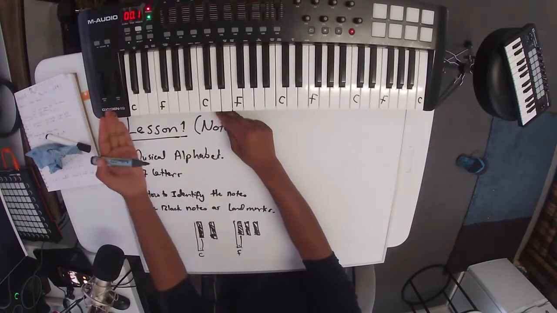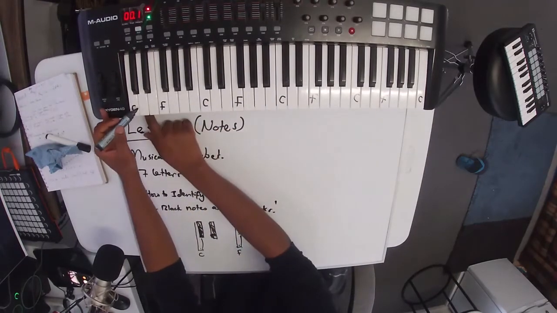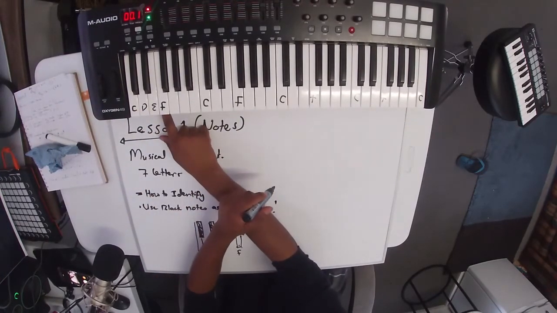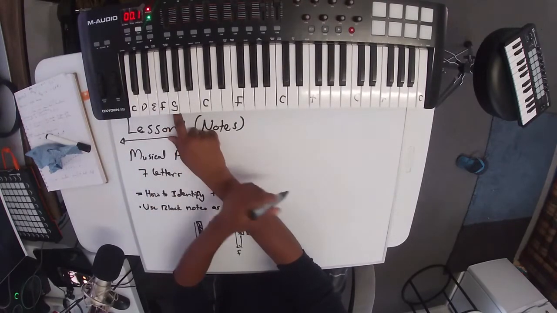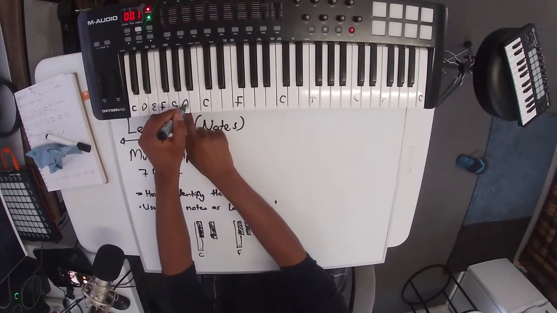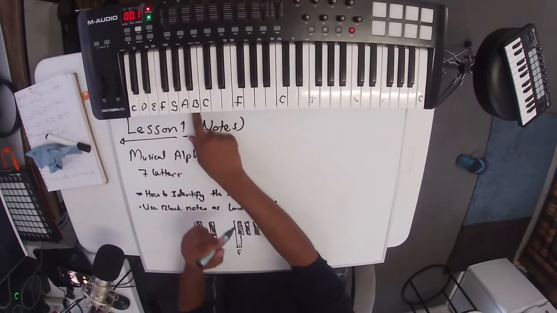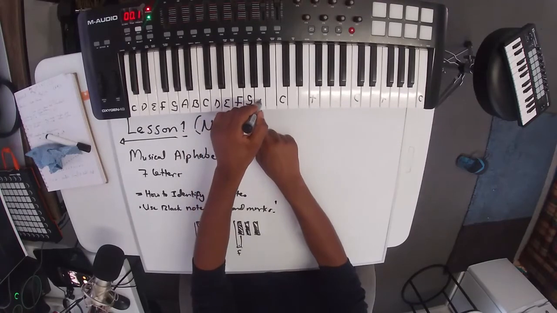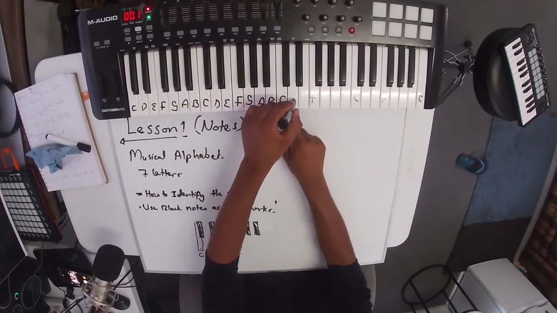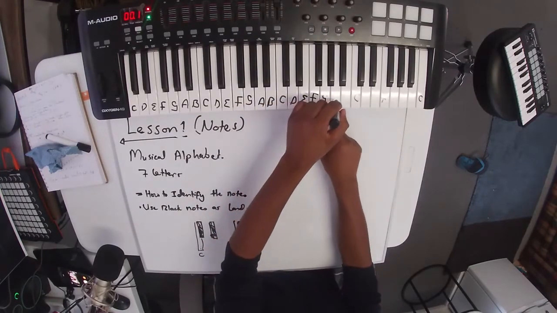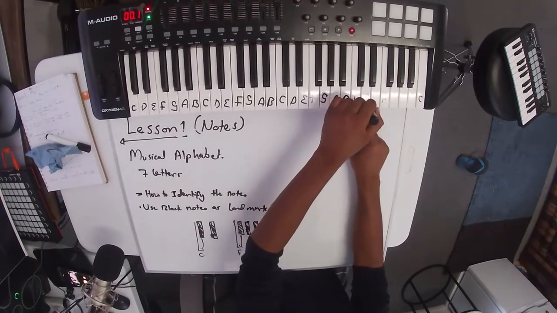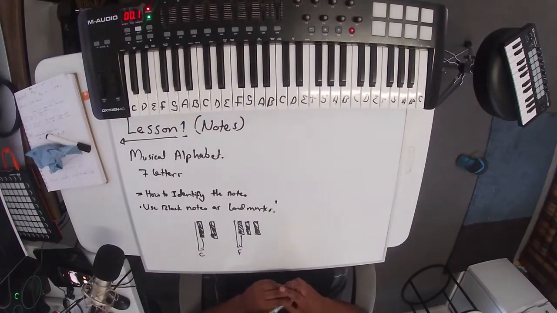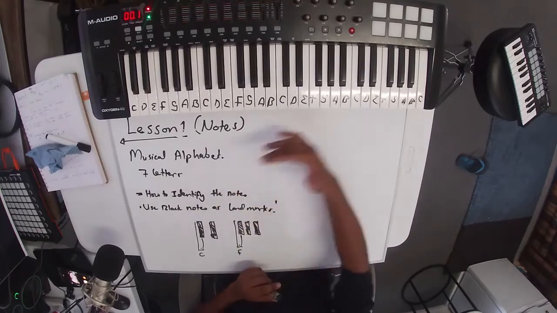Okay, so if this is C, and we're going up the musical alphabet, this will then be D, this will be E, and then the next one will be F. Then G. After G, we restart. So we've got an A, then a B, and then a C. Then D, E, F, G, A, B, C, and so on. Okay, and that is how you identify the white notes on a keyboard.